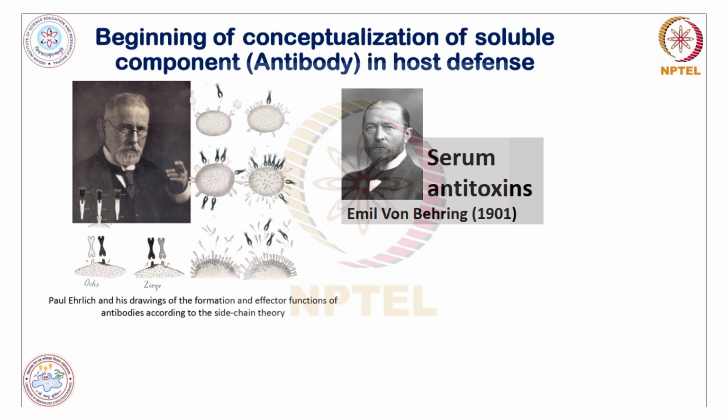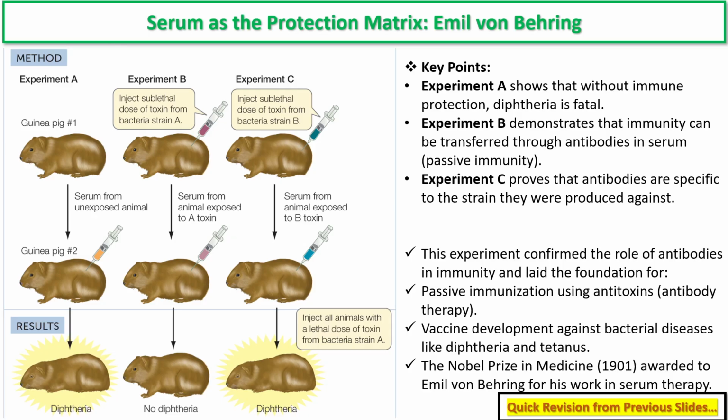So where did the concept of the antibody initially start, how did the conceptualization of the soluble components, the antibodies, begin? We have seen in our very initial classes on the history and development of immunology the experiment from Emil von Behring. If you remember it from the very first classes, then it's fine. Otherwise, you can check it out from the initial lectures. I will quickly summarize this. Emil von Behring did an experiment.